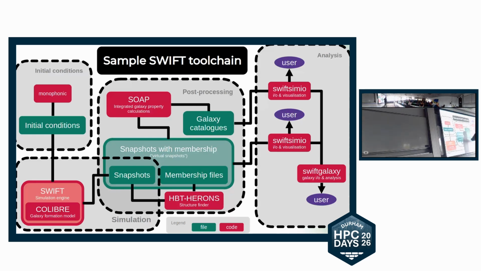And finally, we do some analysis on this. If I'm an analyst, I live in this space. I'm going to use the codes I'm going to talk about today, Swift.io, which can plug into either the galaxy catalog or into the snapshot files. It'll read those and do some data visualization. As a user, I might sit here if I'm just working on this, or I might sit here if I just want to work with the catalogs. Or I might chain those two together through another tool because I want to work with both in tandem.